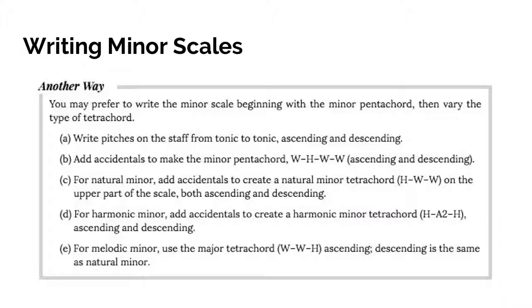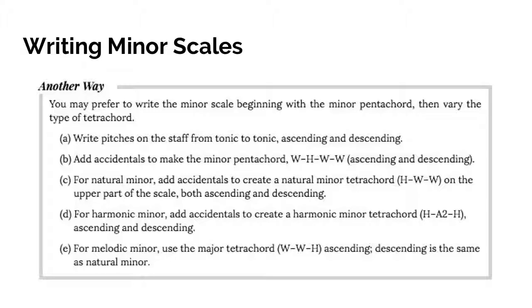For the natural minor, you add the accidentals to create the natural minor pentachord, which is whole, half, half, on the upper part of the scale, both ascending and descending. For harmonic minor, add accidentals to create a harmonic minor tetrachord, which is half, augmented second, half. Or for melodic minor, you use the major tetrachord, whole, whole, half, ascending, and then descending is the same as the natural minor scale. It's pretty easy. It's just like writing scales. You just need to know where the accidentals go.